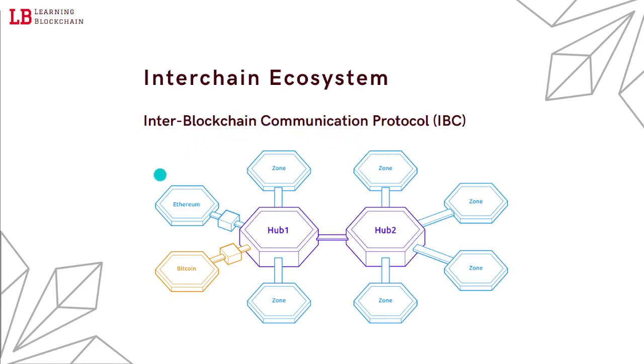We can see this concept in this figure where we have the zones at the edge of the network, and each of these zones can be connected to a hub that connects to another hub and connects to a bunch of other zones. Consider that each of these zones and hubs are chains built with the Cosmos SDK, or in this case can be other types of chains like Ethereum or Bitcoin, where we need some kind of wrapper to implement the IBC protocol to connect with these other chains.